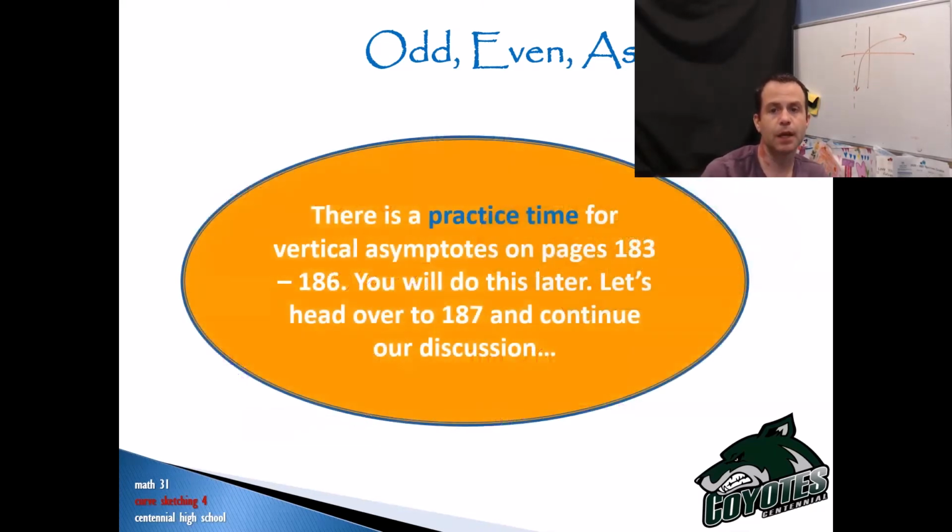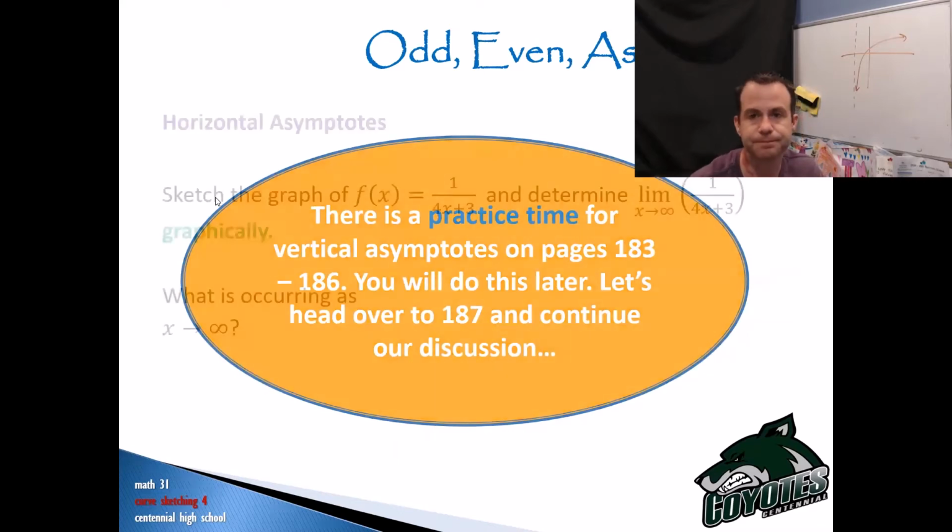Now, just as you're following along in your book, there's a practice time now just for vertical asymptotes and even and odd functions. I'm going to keep going, so I want to talk about horizontal asymptotes and slanted asymptotes next. So I'm just saying at the moment, you're going to just flip over a couple of pages to where it says horizontal asymptote. Just don't forget to come back and do that practice time, okay?